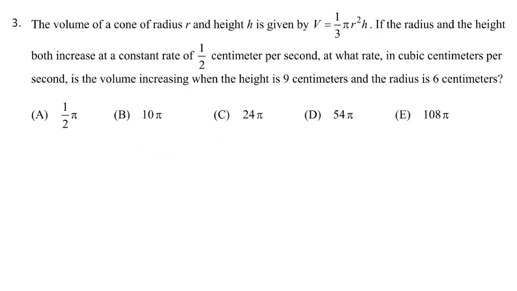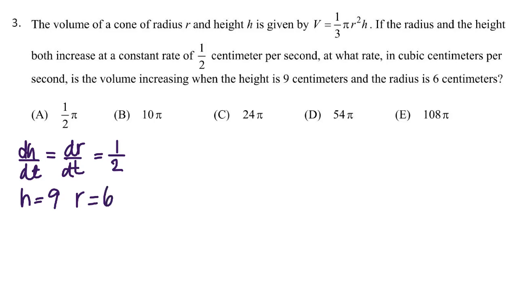Okay, number 3 is really more or less a classic related rates type of problem for AP Cal. We have the radius and the height both increasing at a constant rate of 1/2 centimeters per second. So I know dh/dt is equal to dr/dt, and both of those are equal to 1/2. And then I also know that the height is 9 centimeters, and I know that the radius is 6 centimeters.